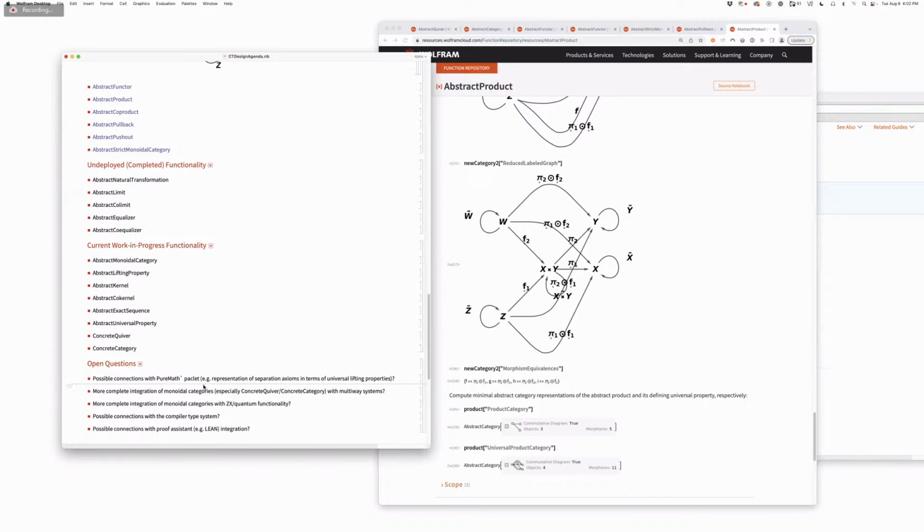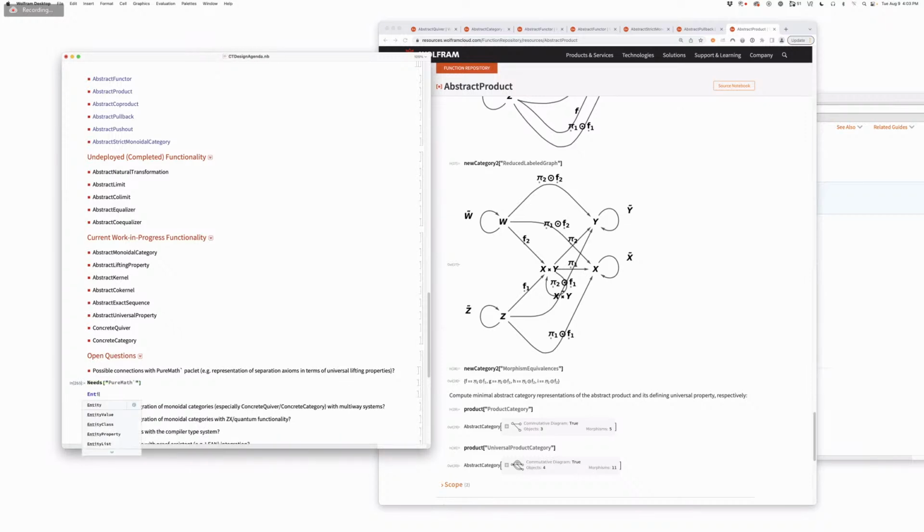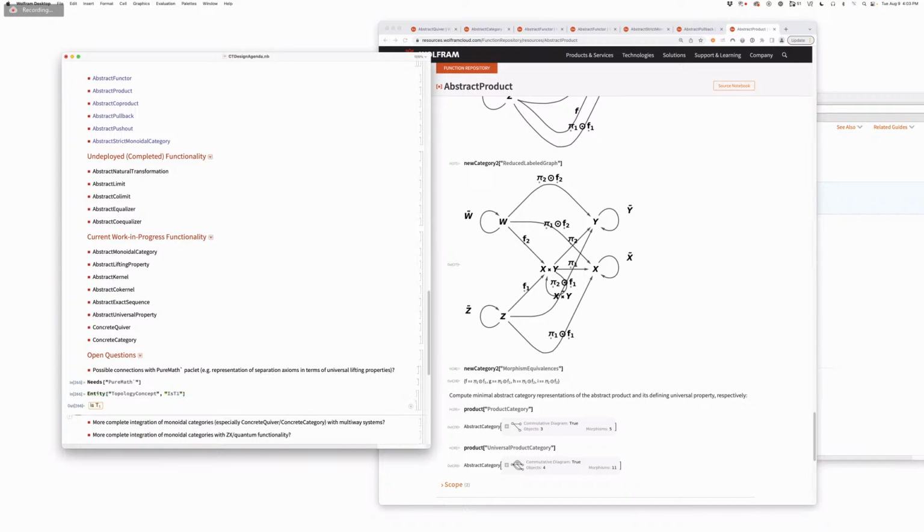Yeah, can you do needs of pure math backtick? And then do entity topology concept, comma, is T1. There's no autocomplete. Topology concept. Okay. And then is T1, like this. And then get the property summary grid.